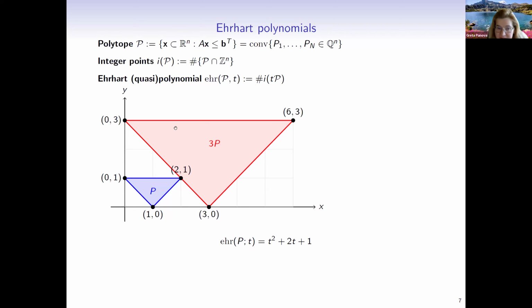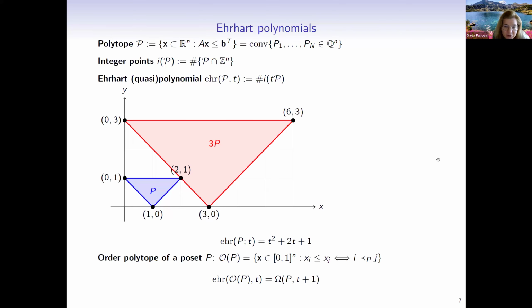In this particular example, the polynomial is not so interesting. It's (t plus 1) squared. And if the vertices are rational, you just get a quasi-polynomial, meaning that there is some kind of periodicity to the polynomial function. So now we can put the two types of theories together.